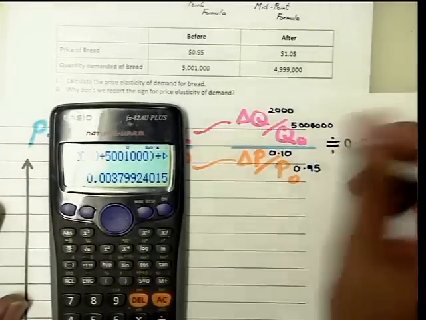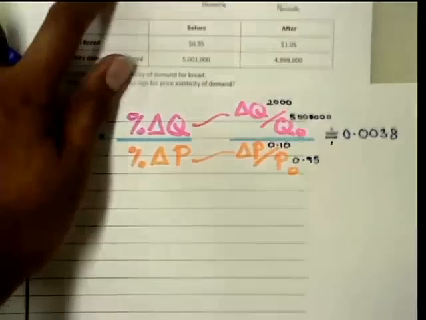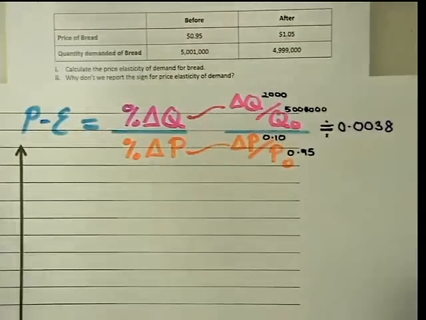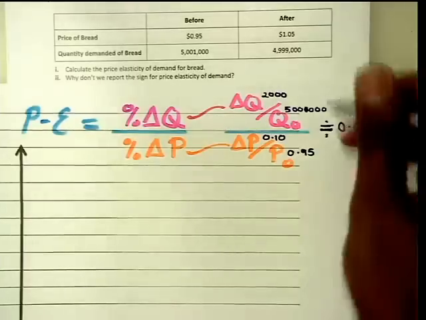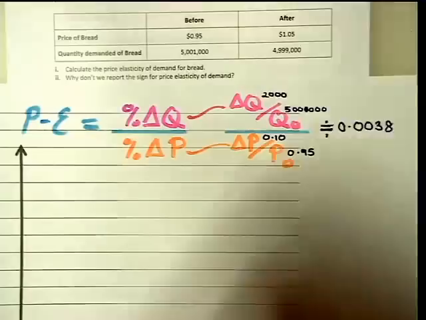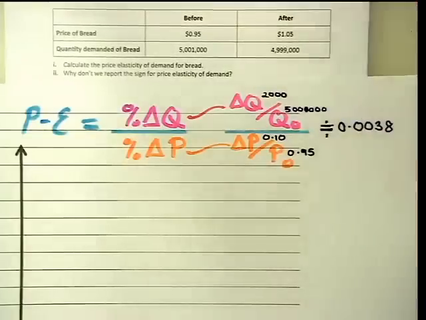Notice I don't worry about the minus sign. I ignore the minus sign altogether. Also, we don't report dollars or percentage or grams or kilos. Make a note that elasticity is units free. It's simply a number. It's simply a ratio.